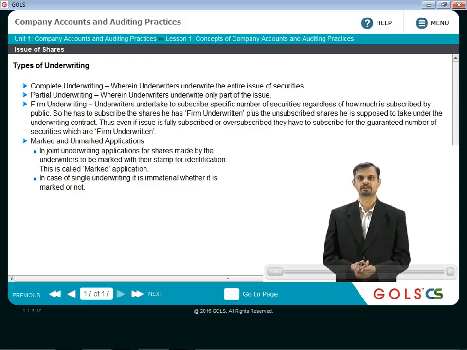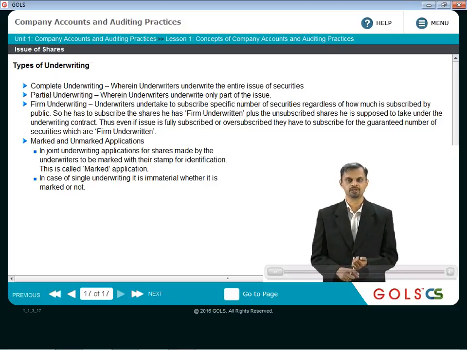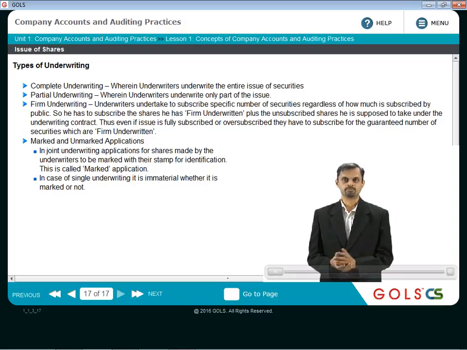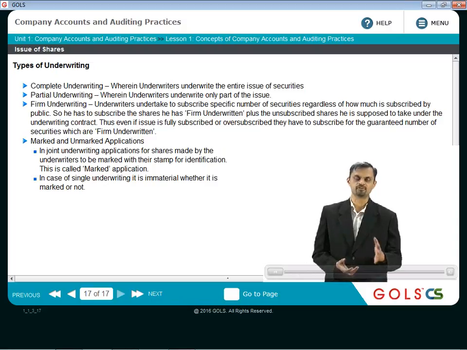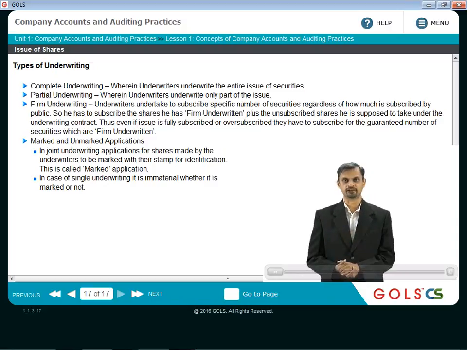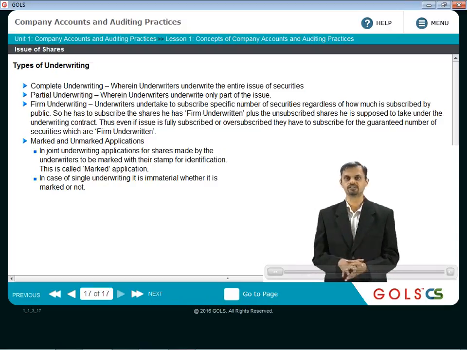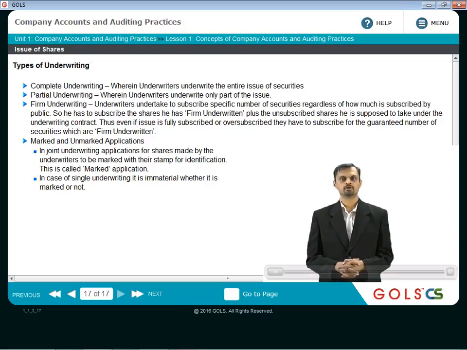So types of underwriting. One is called complete underwriting, wherein the underwriters underwrite the entire issue of the securities. Partial underwriting, wherein the underwriters underwrite only part of the issue. So say only 70% of the issue size is underwritten. That is called partial underwriting. Now how the liability gets calculated of the underwriters in case of complete underwriting or partial underwriting, that we'll see in the practical questions.